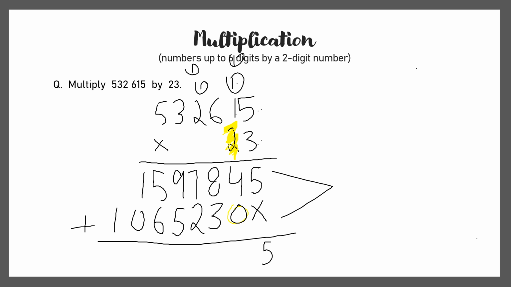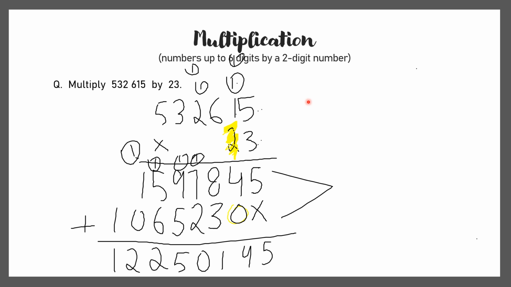5, 4 plus 0, 4. 8 plus 3, 11. 7, 8, 9, 10. 9 plus 1, 10 plus 5, 15, it's 12, 2 and 1. So this is our final answer, which is called the product. Okay, this is called the multiplicand, the multiplier, and the final answer is called the product. So this is how we do multiplication by a two-digit number.